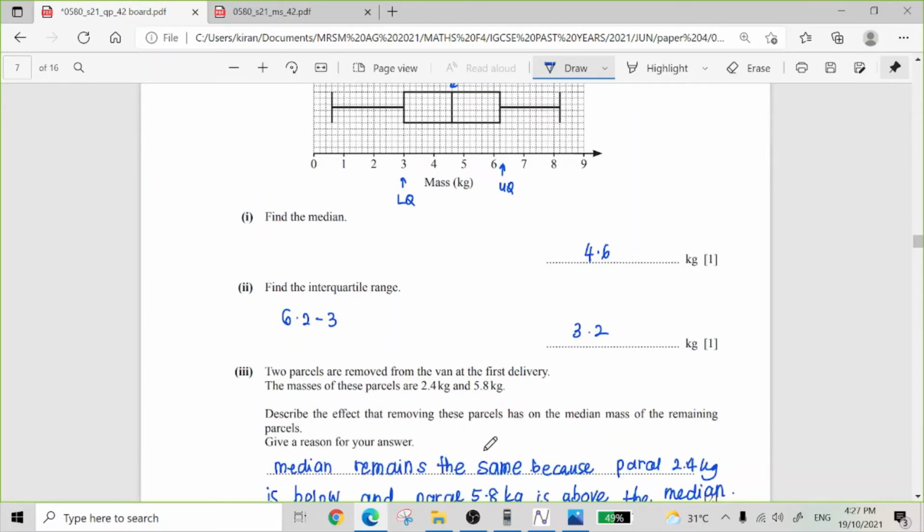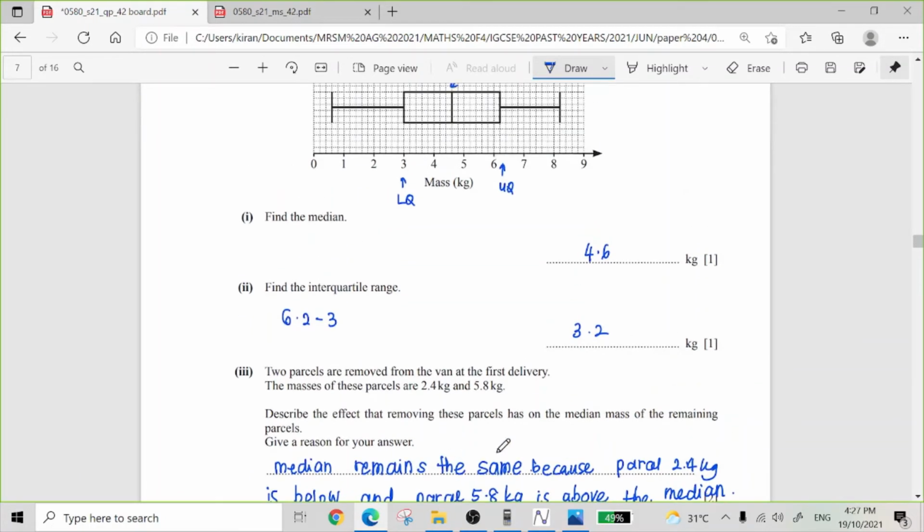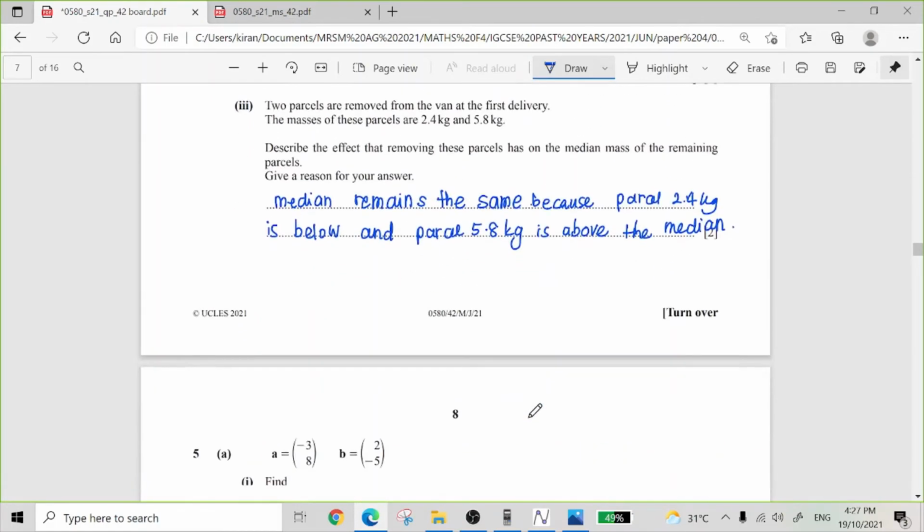Okay, what happened to the median? Okay, and then give the effect when we remove these parcels. Okay, so the median will remain the same because the parcel of 2.4 kilogram is below and the parcel of 5.8 kilogram is above the median. Okay, so nothing happened.